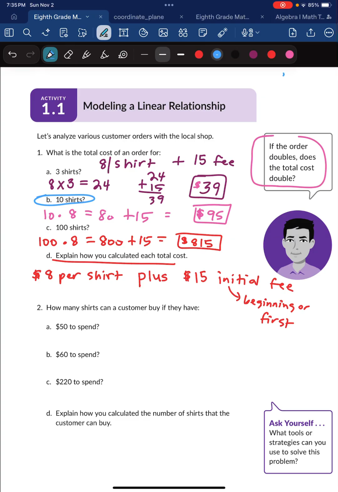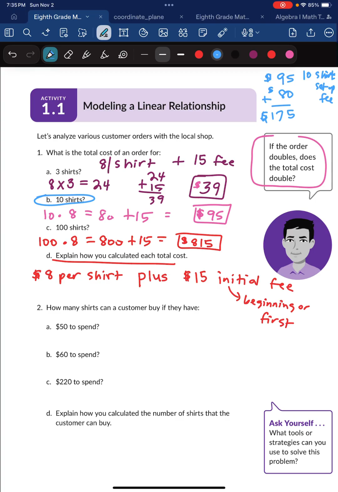We've got $95 for 10 shirts plus the setup fee. If we add 10 more shirts, that would be $80. And so that's going to be $175. We don't have to add that setup fee again because we've already paid it. And it's just a one-time setup fee. So let's keep going and see what comes next.